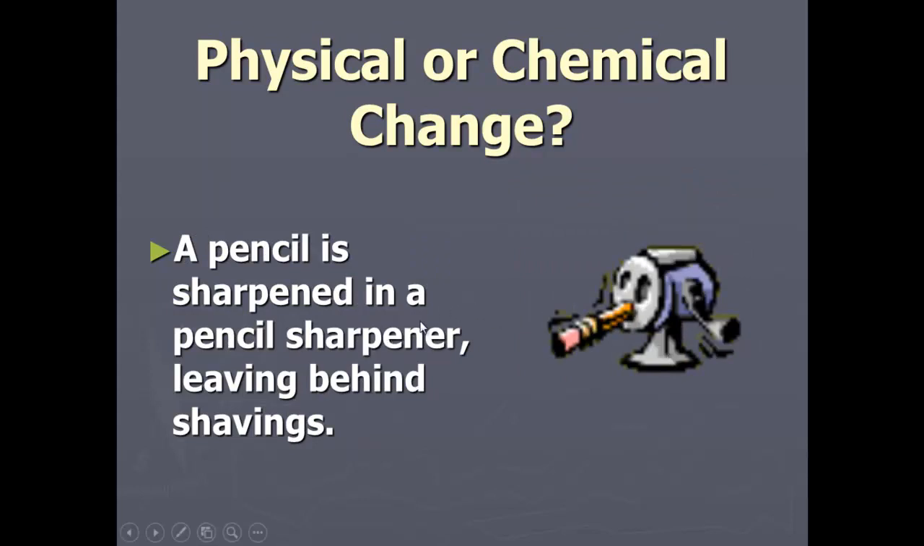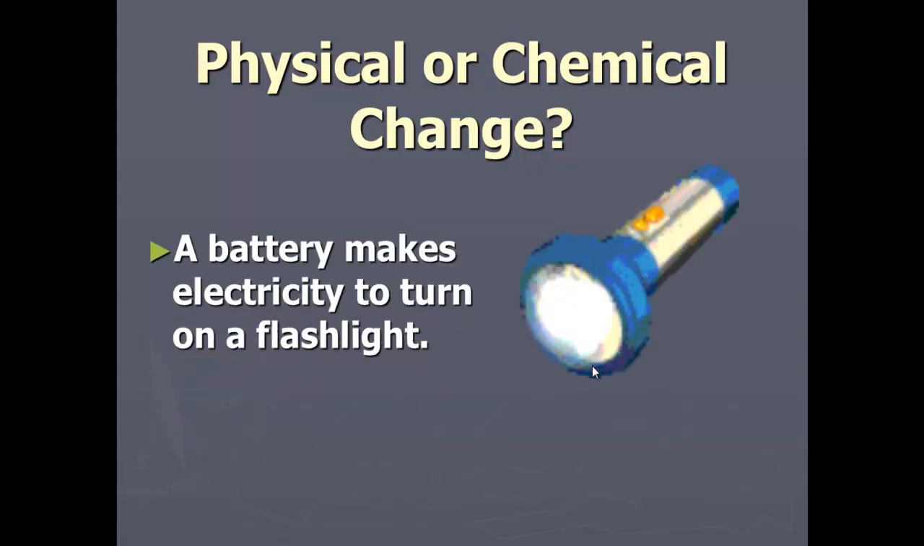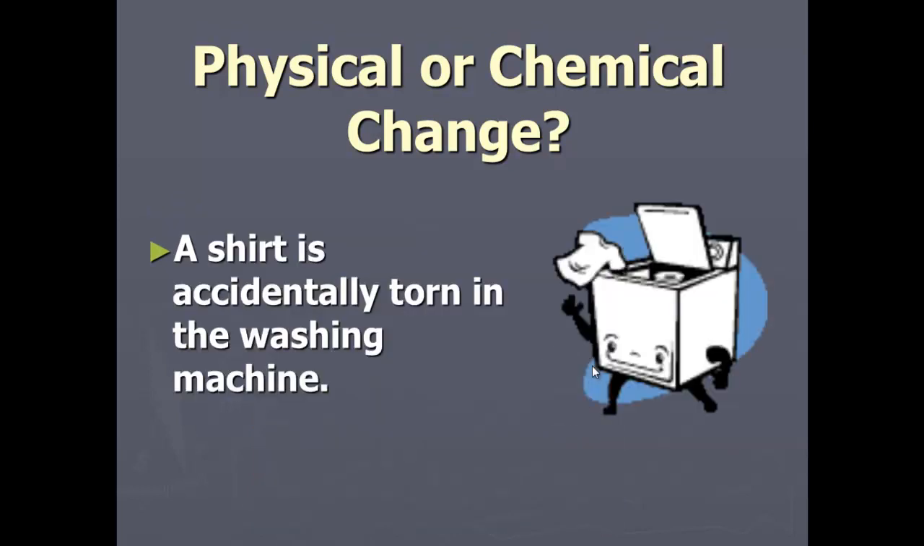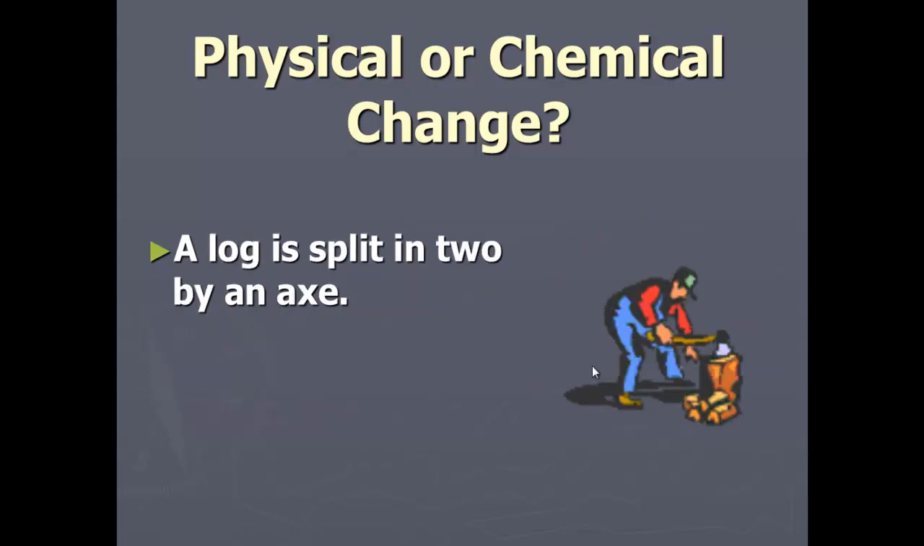A pencil is sharpened in the pencil sharpener, leaving behind shavings. Changing the size only. So is it a physical change or chemical? Physical. Excellent. A battery makes electricity to turn on the flashlight. Physical change or chemical change? Chemical. A bicycle rusts when left in the rain. Yes, chemical. Clothes turning in the washing machine when we wash them. It is a physical change. No new material is formed. It will be physical.